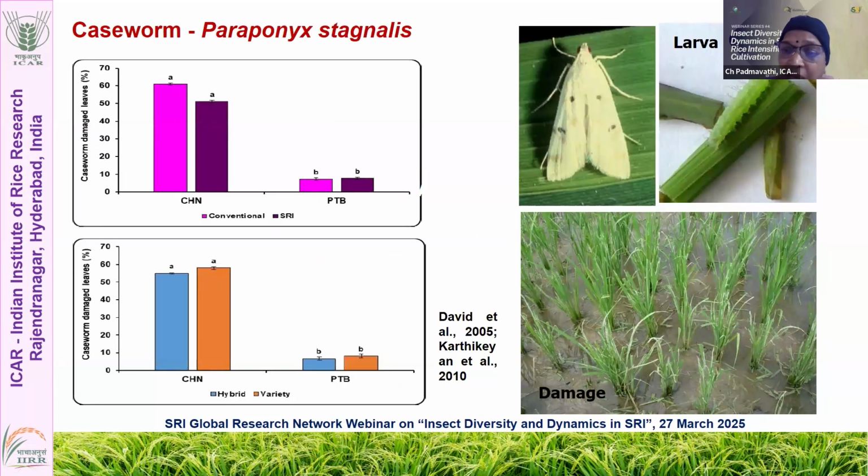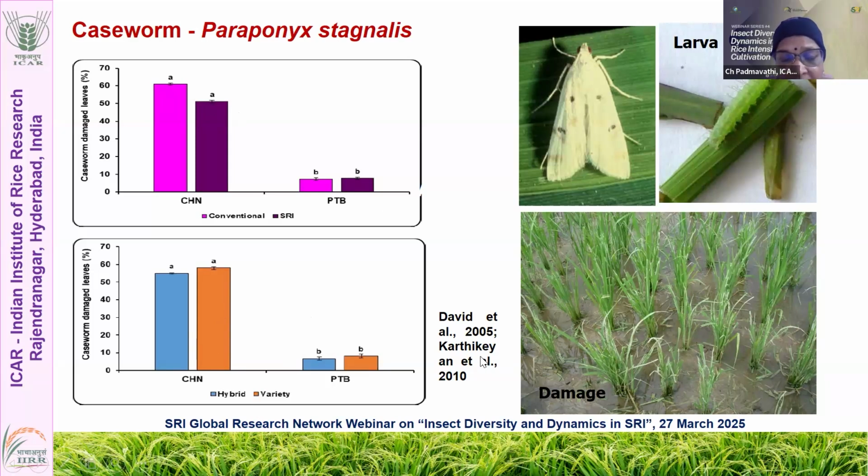And next is case worm. Case worm again is a very specific pest, particularly seen in flooded conditions or places where there is water logging. This is the larva which makes cases, and then it starts feeding on the leaves. You can see, this case worm was observed at two locations in our study. At both locations, though high infestation was observed, with almost 50 to 60% damaged leaves, there's no difference between the conventional and SRI method; it is at par. Even at Pattambi it was at par, and also with respect to the cultivars, both hybrid and variety.